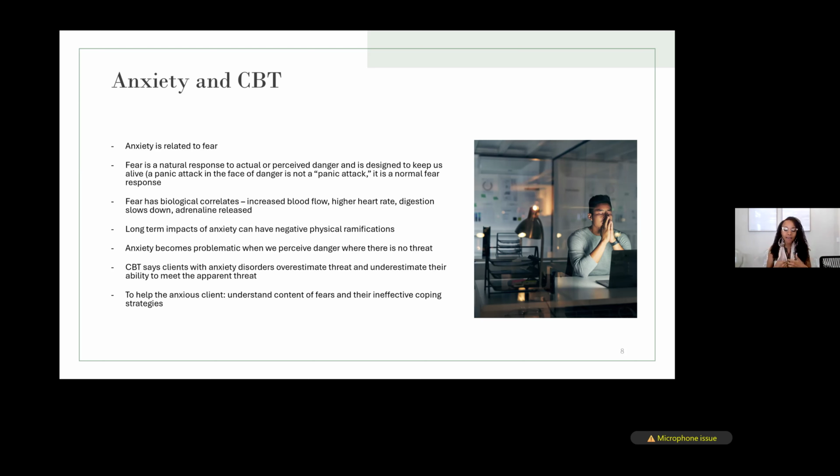But if I think my only option for managing my anxiety is avoidance, I will do that over and over again. And the problem with avoidance when it comes to anxiety is that avoidance often maintains anxiety. So to help the anxious client, we have to understand the content of their fears and the ways in which they might be coping ineffectively.